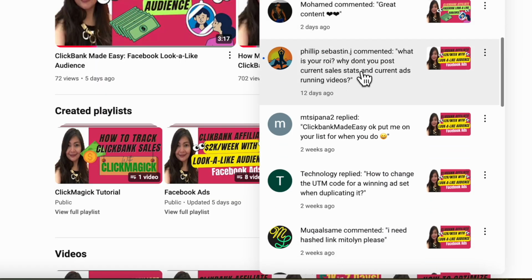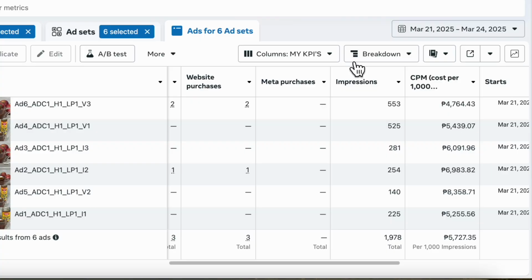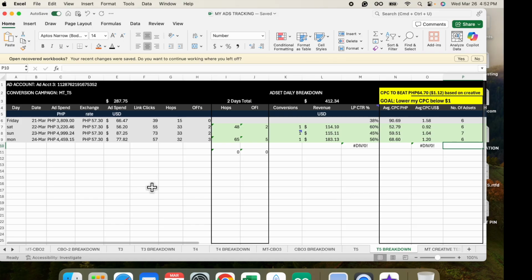Here, what is your ROI? Why don't you post your sales stats? I will show you my sales stats here for this campaign. You will see here, this is March 21 to March 24. Let me just pull this out. You should monitor your data. This I started on March 21.